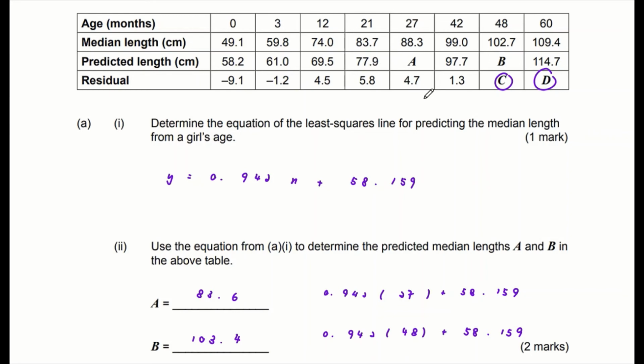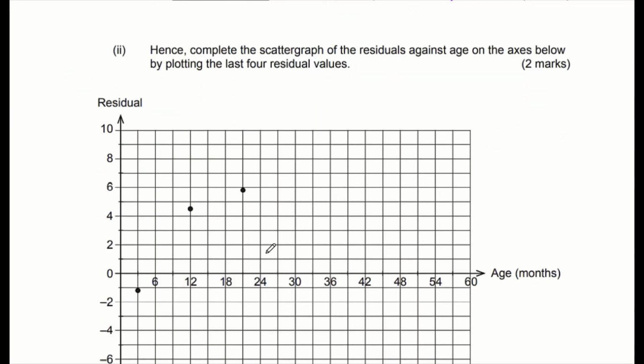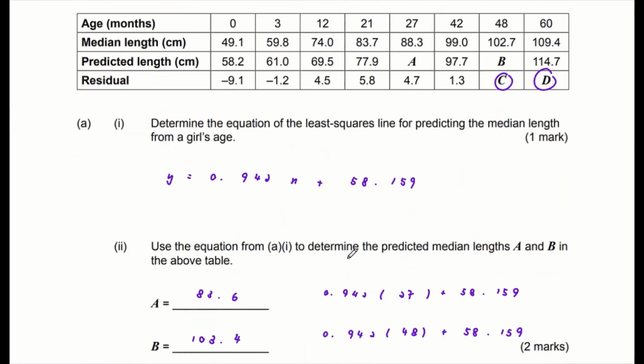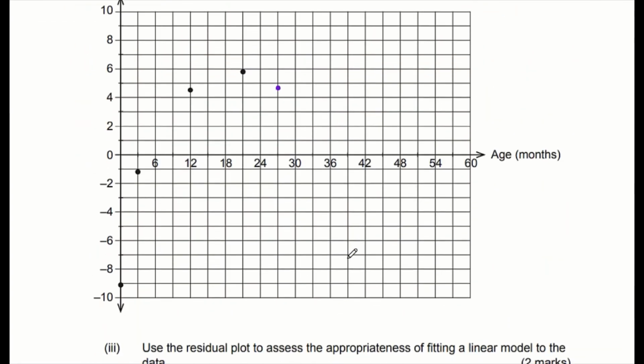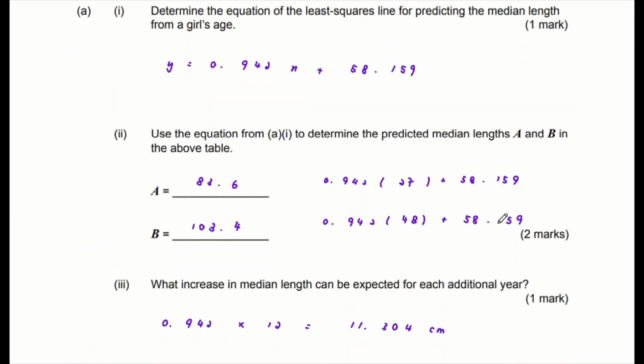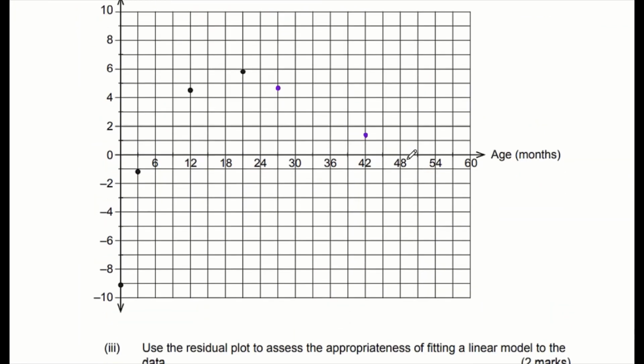So when the age is 27, the residual is 4.7. So 27 is here, then 4.7 is somewhere near to 5. Then the next one is age 42, with residual 1.3, so 42 and then 1.3, slightly higher than 1. Then the next one we have 48, which is the C answer just now. So 48 is negative 0.7, so it will be somewhere here.